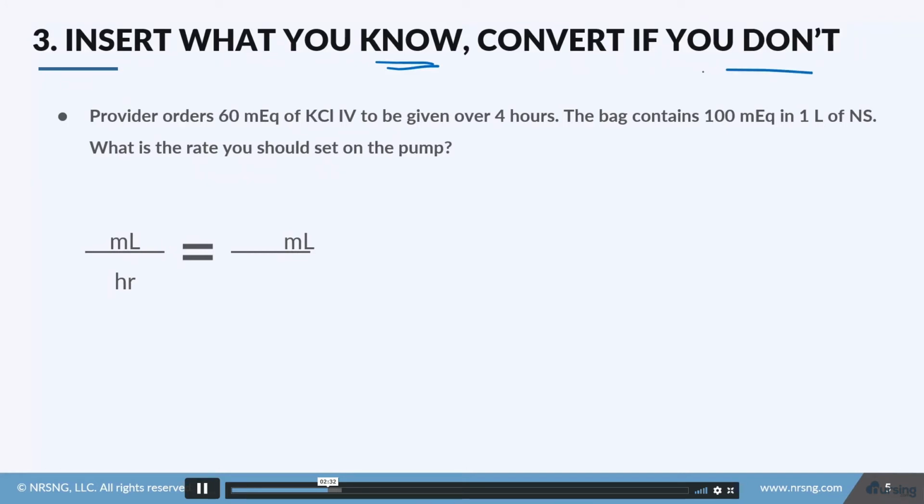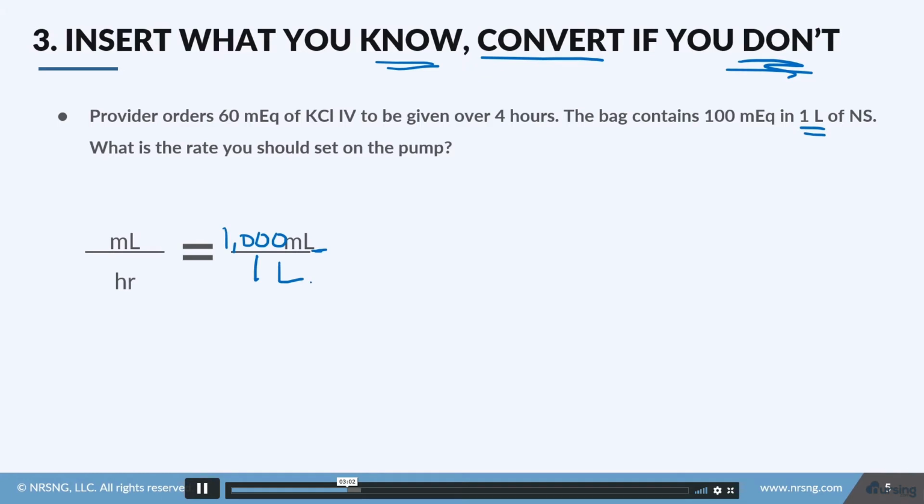What I mean by what you know is if you have anything provided for you in the problem about those units. So, does the problem say anything about milliliters? Actually, no. So, if you don't know anything about that unit, we use a conversion. Do we have anything in here that we could use as a conversion? Well, yes, we do. We have liters. So, we're going to convert. 1,000 milliliters is equivalent to 1 liter.